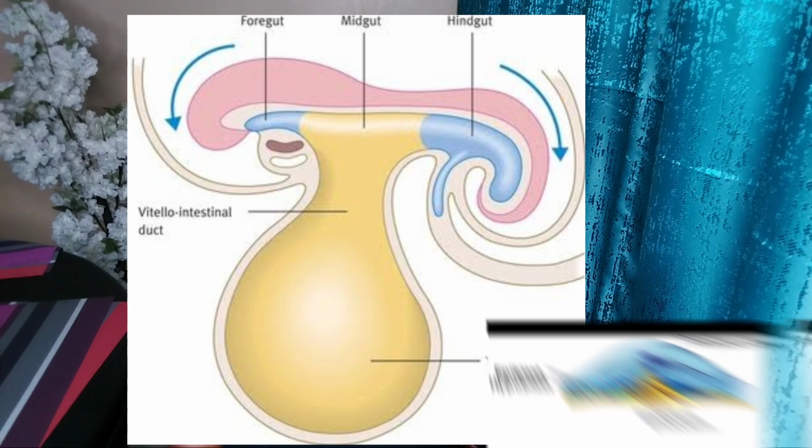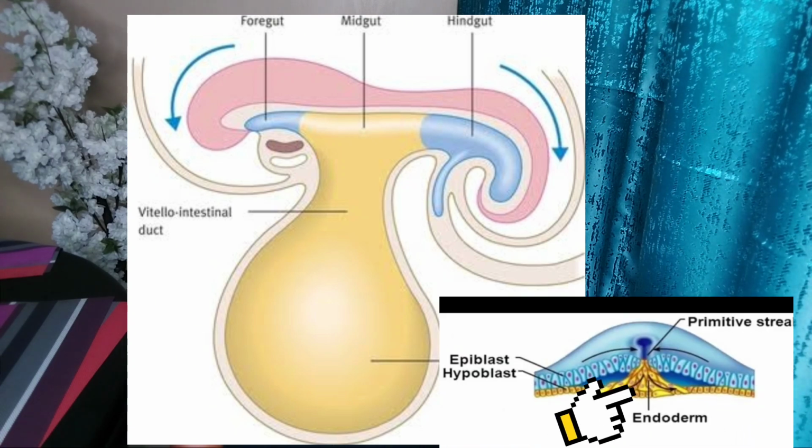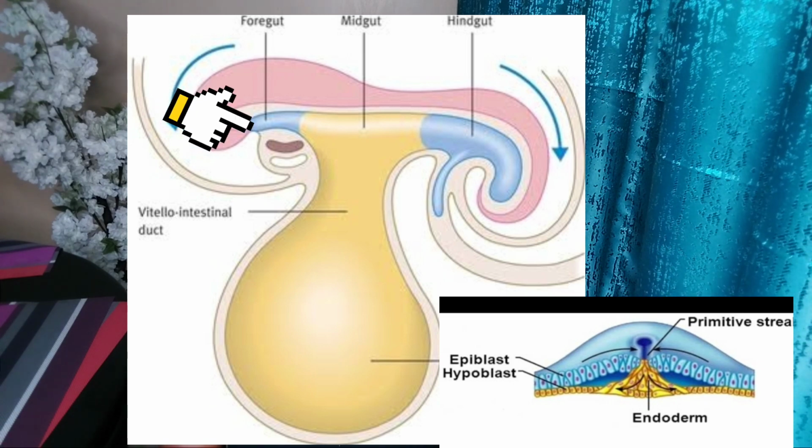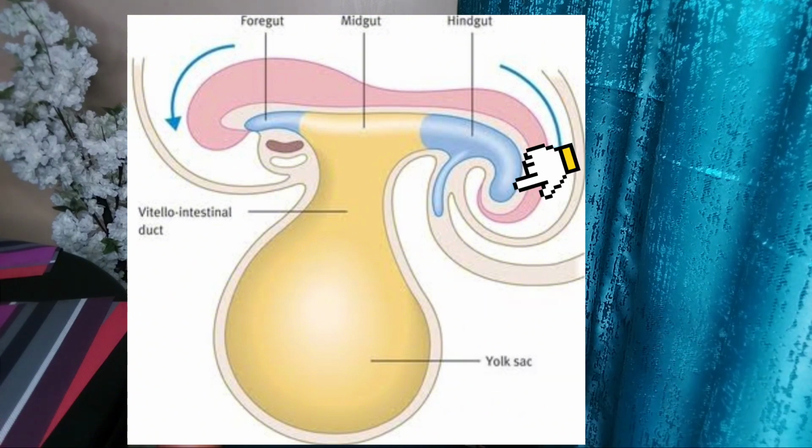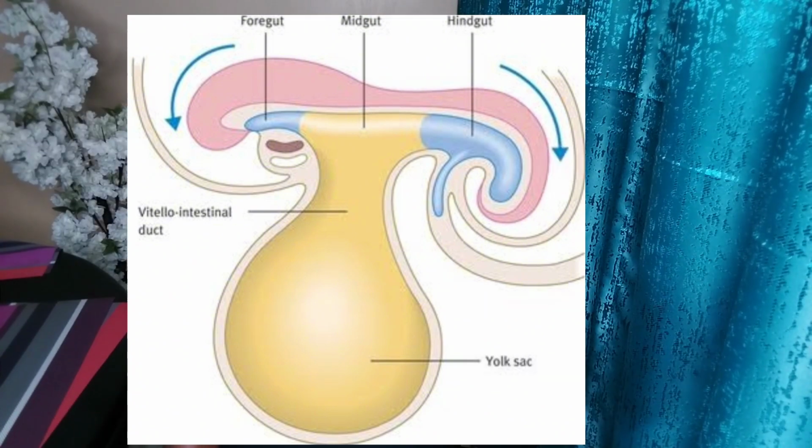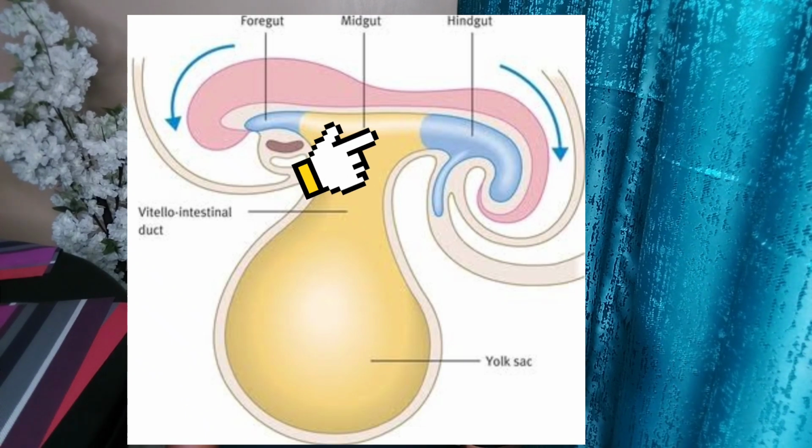That inner cell layer that was first formed in the gastrulation phase is going to also be folded into a gut tube. And this gut tube has three segments. It has a foregut, a midgut, and a hindgut. While the endoderm is being folded into a gut tube, the yolk sac will as well be folded, and it will also form part of the gut tube.